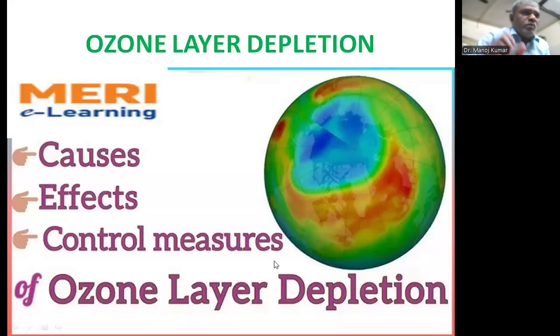Today, we will discuss a very important topic, ozone layer depletion, in the subject of environmental studies and sustainable development. Ozone layer depletion is a very important topic for human beings because, due to the ozone layer depletion, many harmful effects are observed on the earth.